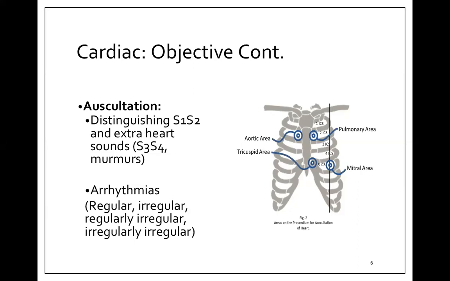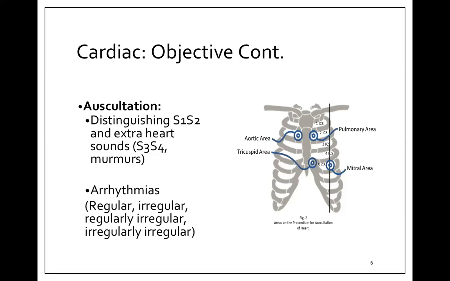Murmurs are simply turbulent blood flow through incompetent valves, and it sounds like a swishing sound. So for example, lub swish dub, lub swish dub. And you will also be listening for arrhythmias. Anything that is not a regular rhythm. You can also pick this up when palpating the pulses. So again, anything that's not a regular rhythm is irregular.